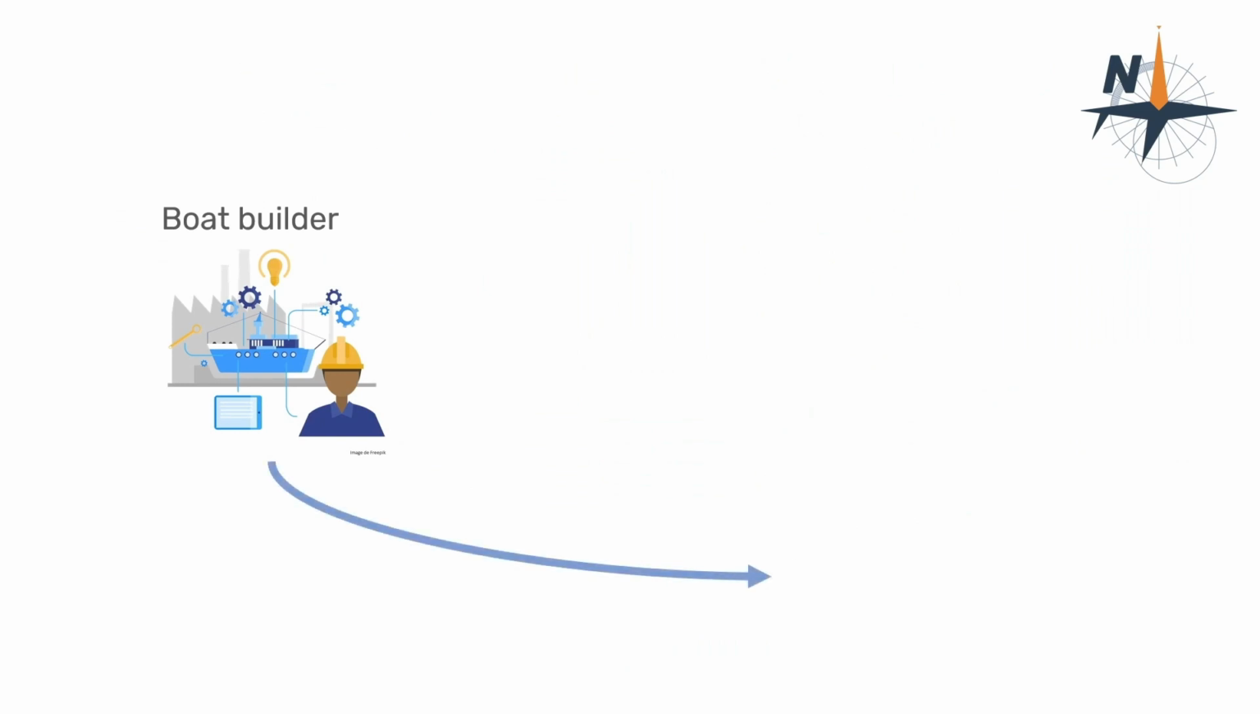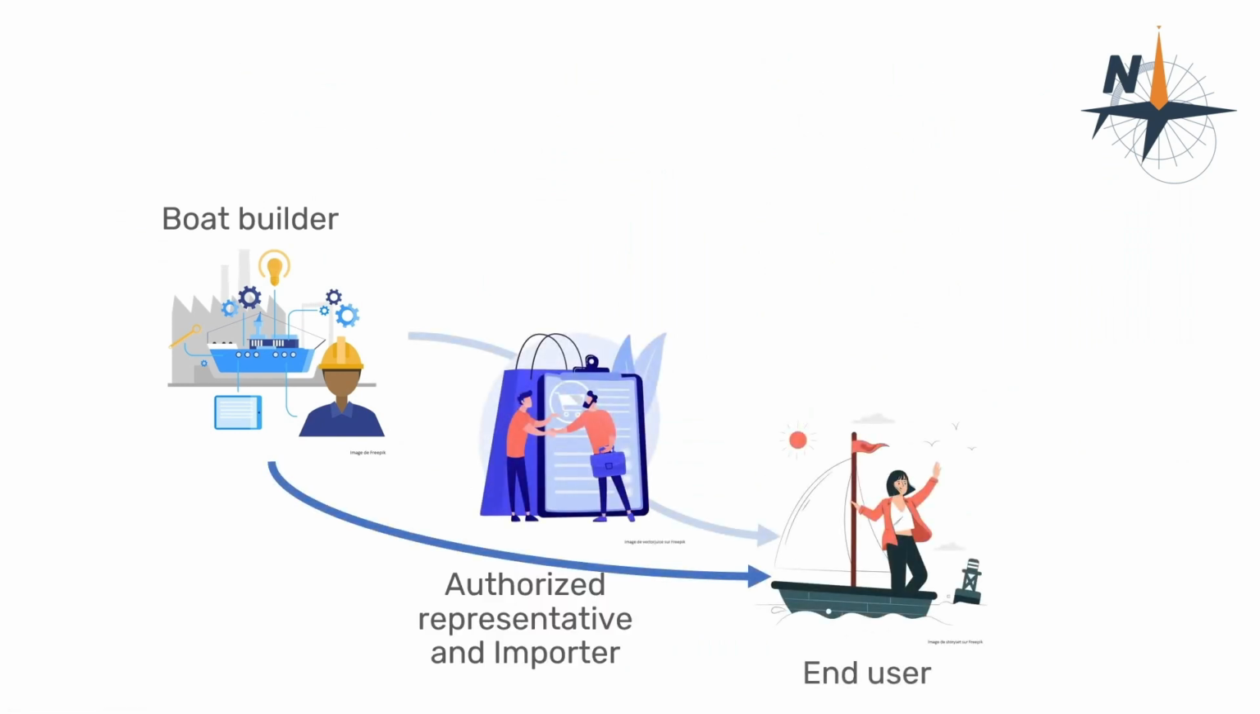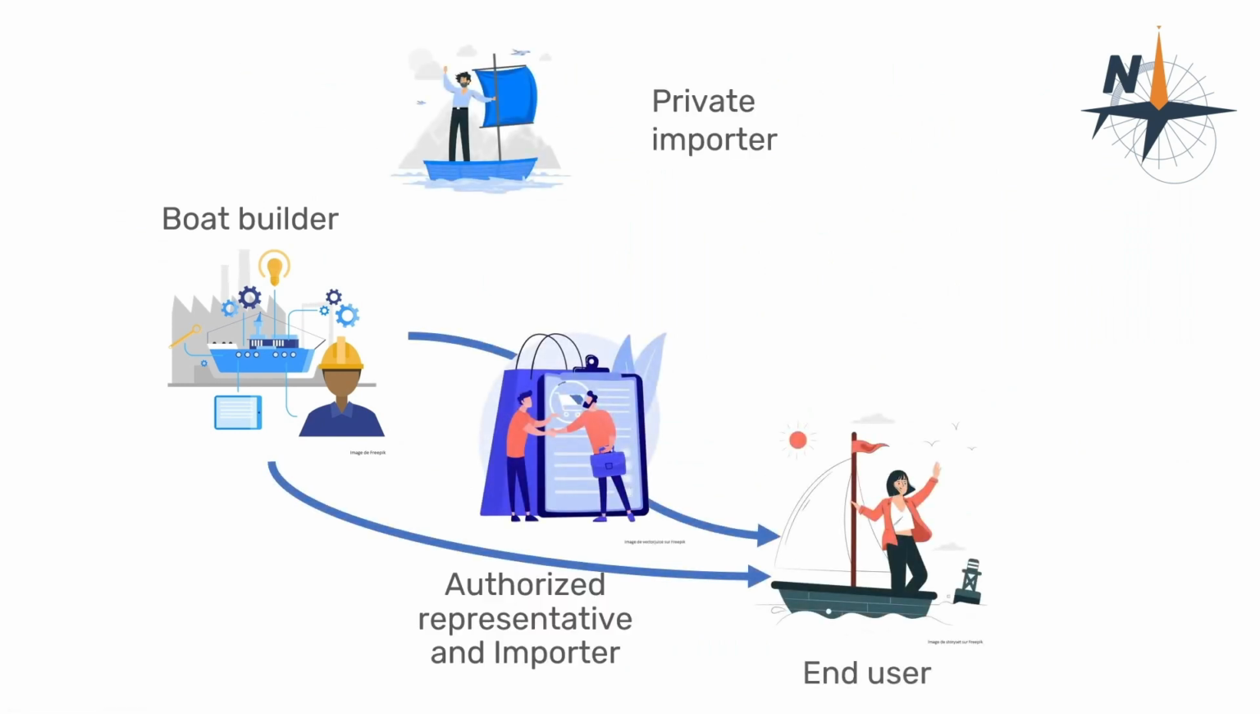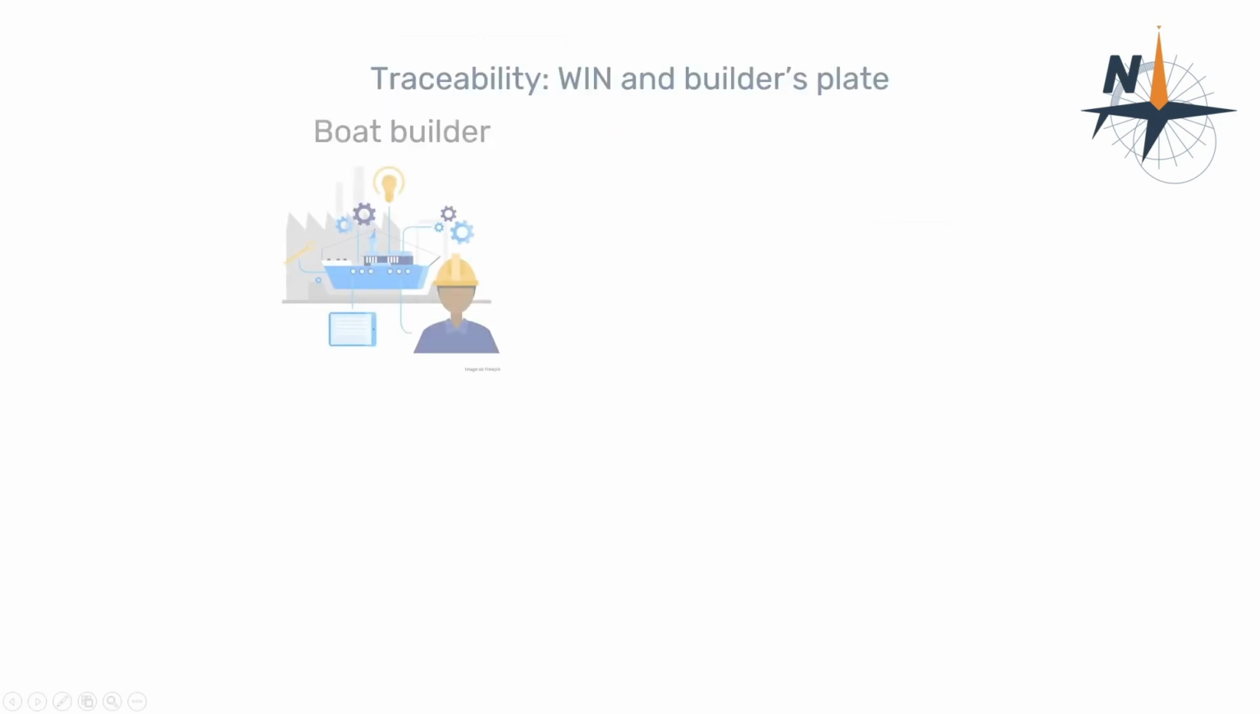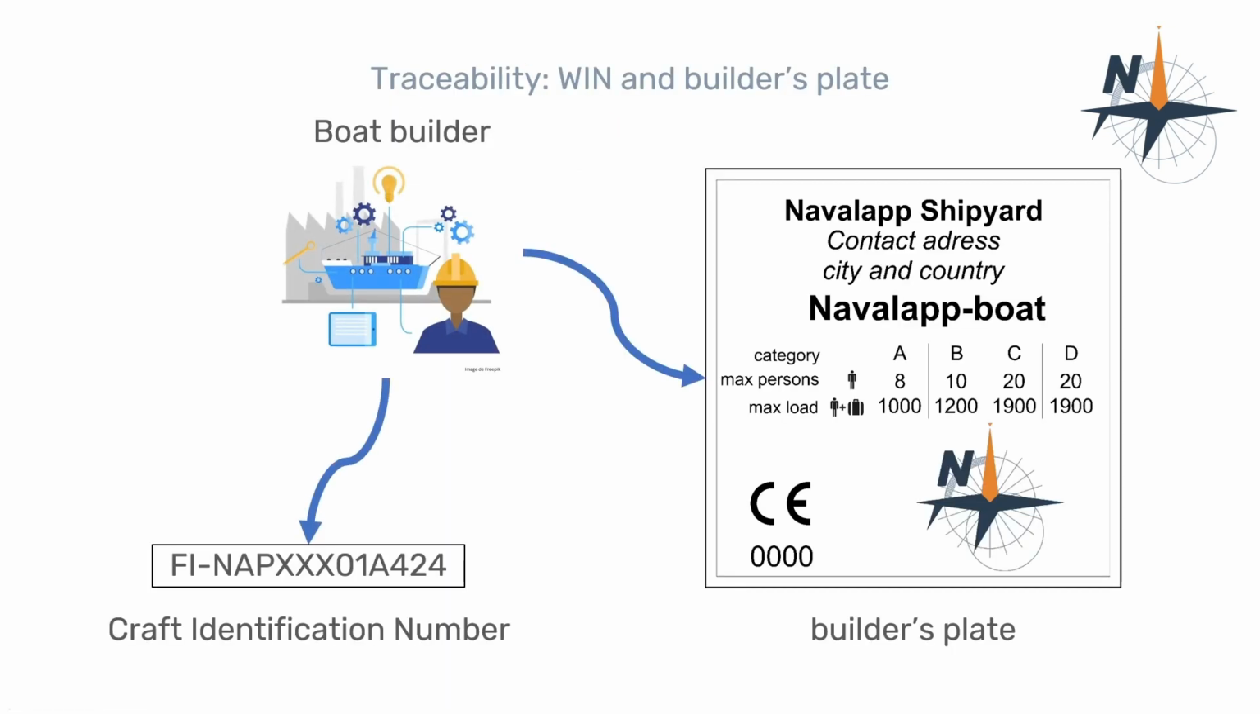We have met all the economic operators: the manufacturer, the authorized representative, the importer and distributor, the private importer, and the end user. And we have set out the obligations for each of them. This first part finished with the traceability requirements through the craft identification number, CIN or WIN, watercraft identification number, and the builder's plate.